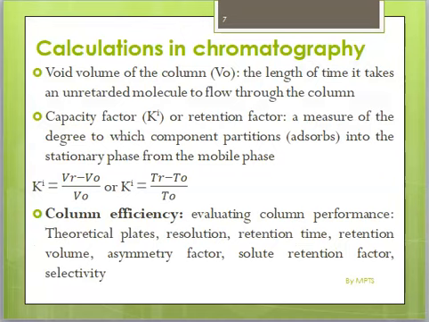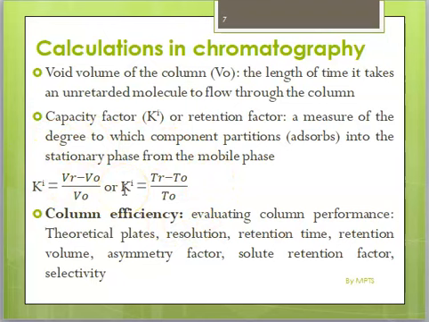Now, what are the calculations in chromatography? As I've said, void volume refers to the time it takes the unretarded molecule to flow through the column. Unretarded, you have the solvent moving from the point of injection to the detector. Capacity factor is a measure of the degree to which a component partitions or adsorbs between the stationary phase and the mobile phase. This is the formula for capacity factor.